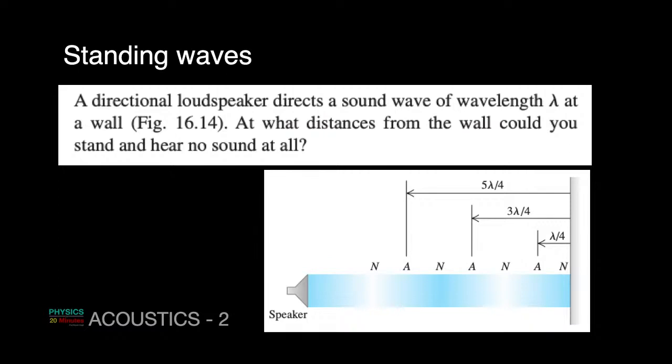We are all familiar with standing waves: standing waves on a sonometer, standing waves on a guitar string, transverse standing waves. Just as there are transverse standing waves, there are longitudinal standing waves as well. So here is one example. I have a speaker which is emitting sound towards a wall. The sound travels to the wall, gets reflected from the wall and travels back to the speaker.